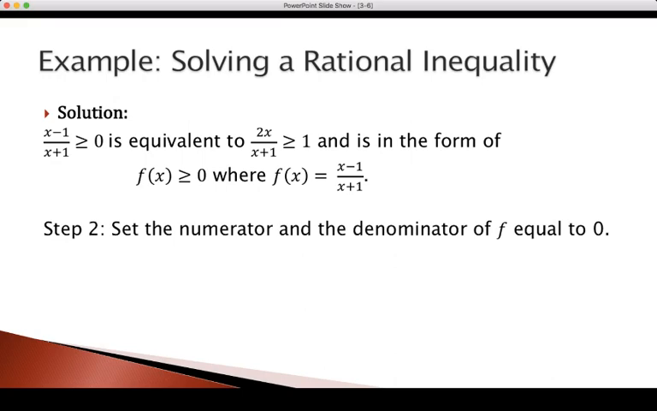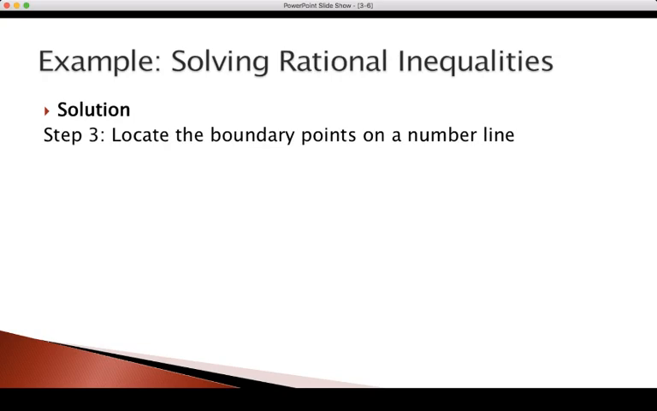Step 2. Set the numerator and the denominator of f equal to 0. We want to do this because this will tell us where our boundary points are. So set the numerator equal to 0. We have x minus 1 is equal to 0. So x must equal 1. So x is equal to 1 is our first boundary point. But now we've got to check the denominator. So we set x plus 1 equal to 0. And then we get x is equal to negative 1. So these are our two boundary points. x is equal to 1 and x is equal to negative 1.